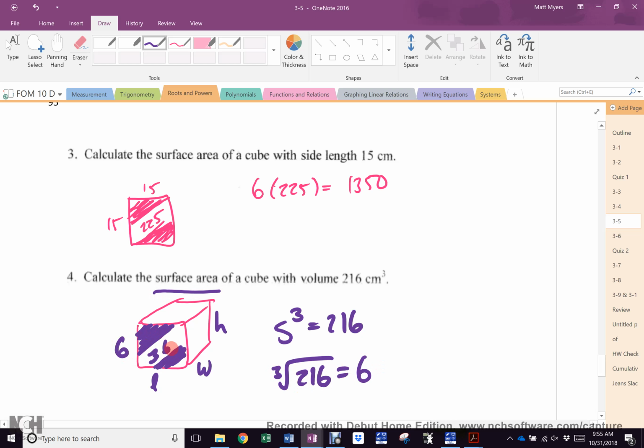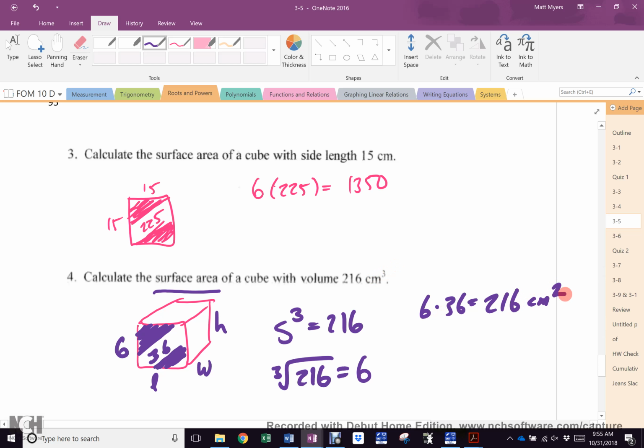36. And how many of them are there? 6. 6 times 36, which guess what, is 216. But they're not the same number, are they? Because this is 216 centimeters cubed, and this is 216 centimeters squared.